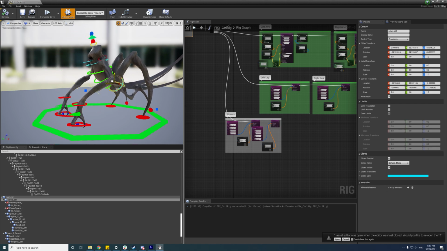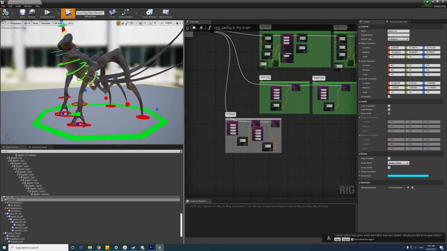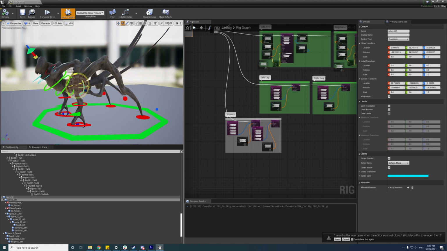Using Control Rig, I was able to make a relatively straightforward rig that was really easy to animate and allowed me to get quite a bit of personality and creepiness out of this model.